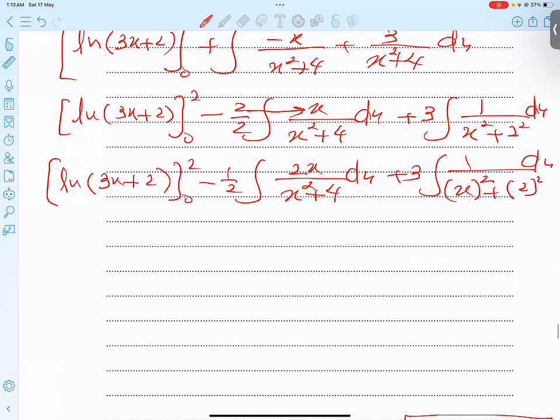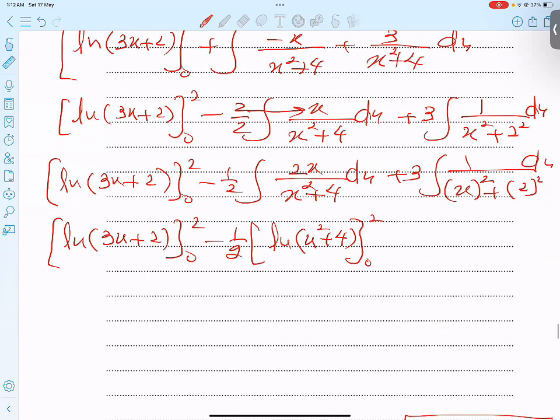So first of all, here I'm not putting any limits up till now. I'm going to put them. And here I got a function down, derivative up, log of x squared plus 4, from 0 to 2. Here I got 3 and 1 over 2 and tan inverse x by 2. And I'm putting the limits on the whole of this one. So both are the same.